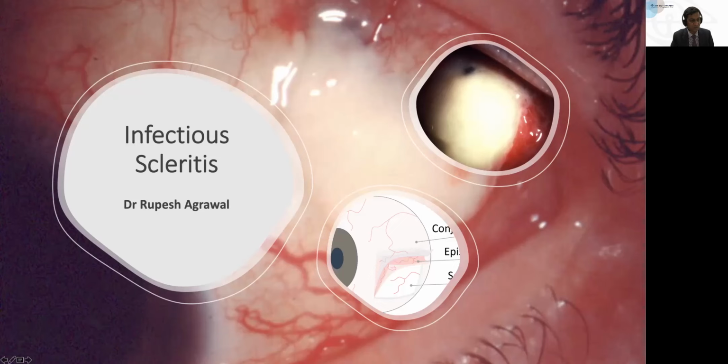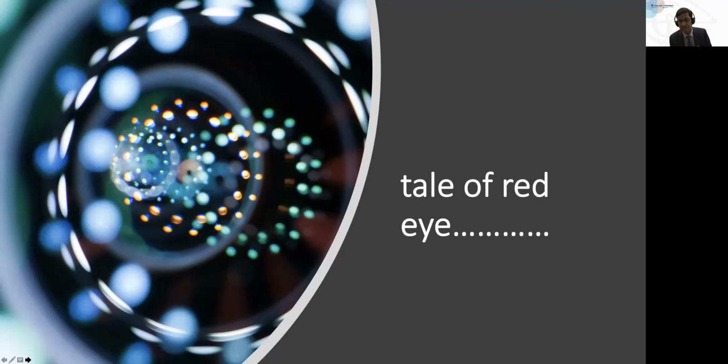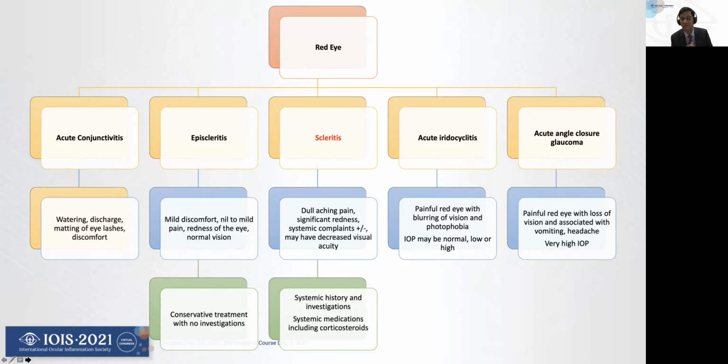So what do we know about this? We know that such an entity does exist, but how do we differentiate clinically? How do you manage this patient? Let's go back to the basics, which previous speakers have covered partly, but I just wanted to highlight where infectious scleritis stands in the picture of the red eye.